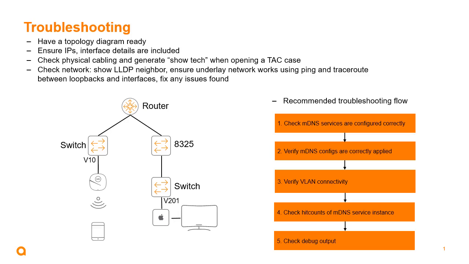You also want to make sure physical cabling is correct. You can use show lldp neighbor to make sure the switch is connected to the right upstream or downstream device, and also make sure that there's VLAN connectivity. If you need to, put an IP address on the VLAN and test pings across it. But really, the recommended troubleshooting to get down to the nitty-gritty specifically for mDNS: first, check and make sure mDNS services are configured correctly. We want to verify the mDNS configs are correctly applied, verify that we have VLAN connectivity, check the hit counts of the mDNS service, and then also check debug output.